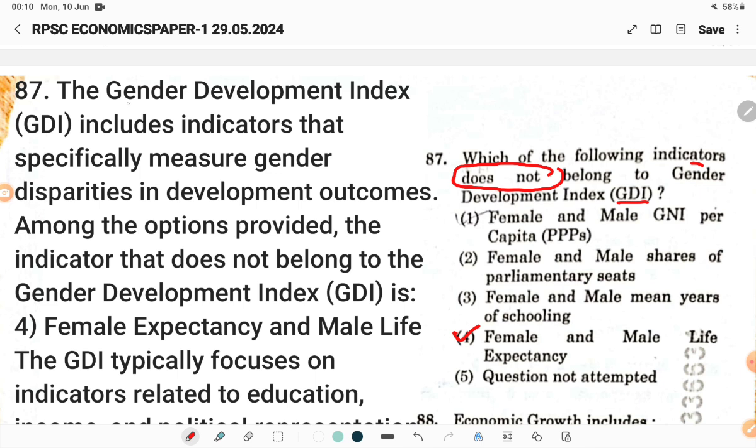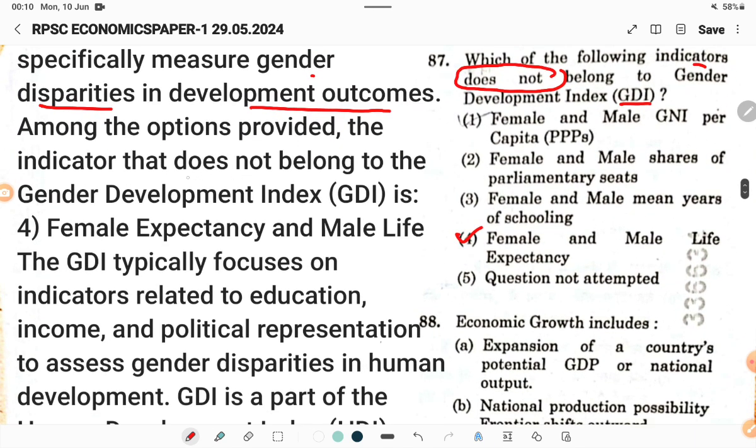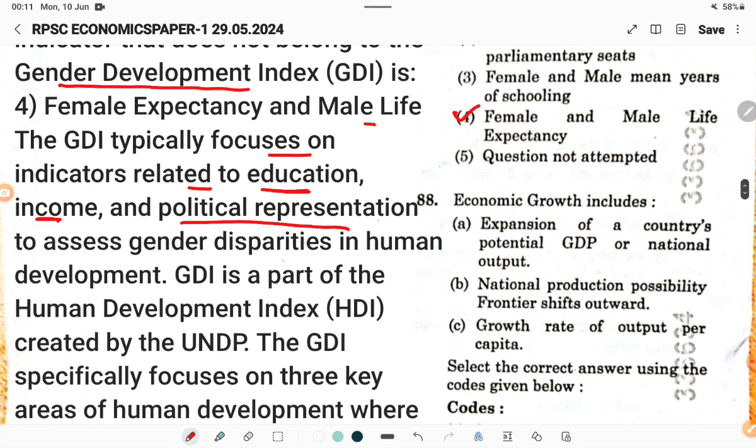So this will be the right answer. We can discuss here. The Gender Development Index (GDI) includes indicators that specifically measure gender disparities in development outcomes. Among the options provided, the indicator that does not belong to the GDI is female and male life expectancy, because the GDI typically focuses on indicators related to education, income, and political representation to assess gender disparities in human development.